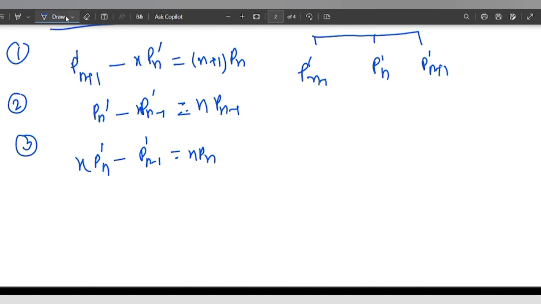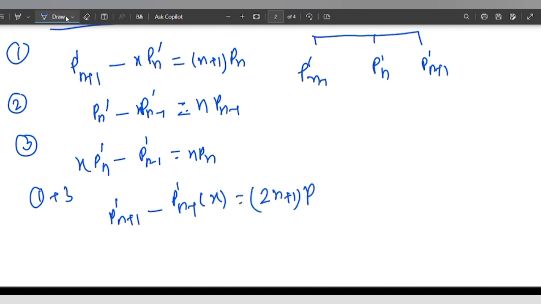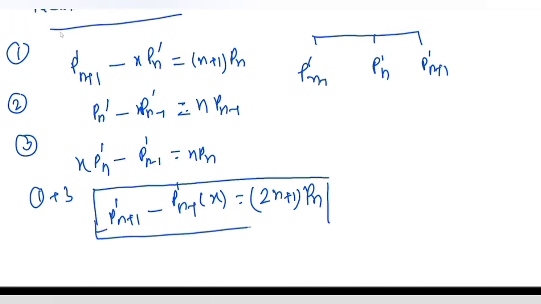Now we add 1 and 2, so for now 1 plus 3, we get p dash n plus 1 minus p dash n minus 1 of x equal to, we can write, 2 n plus 1 of p of n. This is the important polynomial relation.